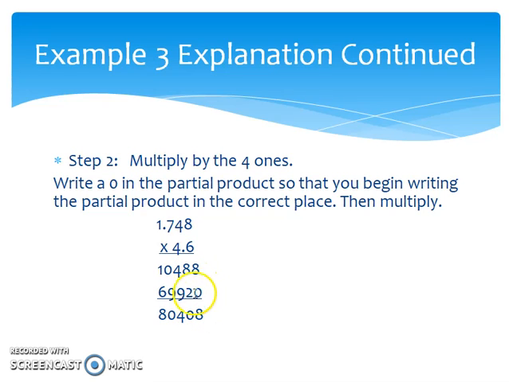8 plus 0 is 8. 8 plus 2 is 10. Regroup our 1. 9 plus 4 is 13. Plus 1 is 14. So I'm going to bring the 4 down and regroup my 1. 1 plus 9 is 10. So I'm going to bring my 0 down and regroup my 1. 6 plus 1 plus 1 is 8.